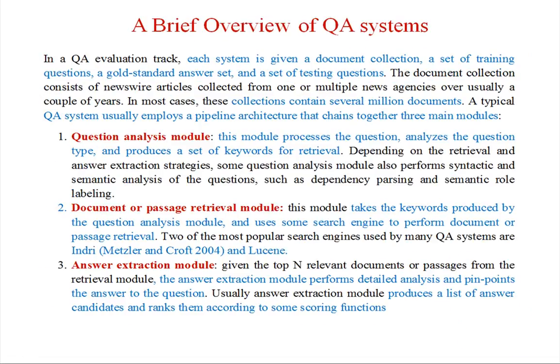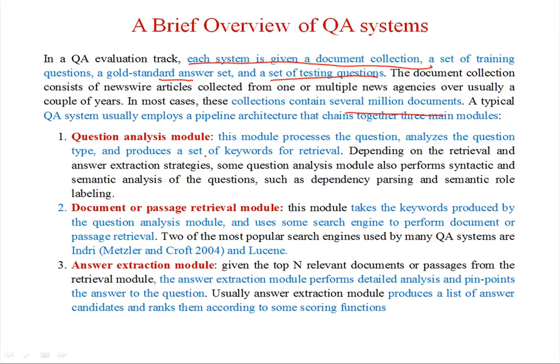A brief overview of some question answering systems. In a question answering evaluation track, each system is given a document collection, a set of training questions, gold standard answers, and a set of testing questions. The document collection may contain newswire articles, some knowledge base, or some other documents. Generally, such a collection contains millions of documents.